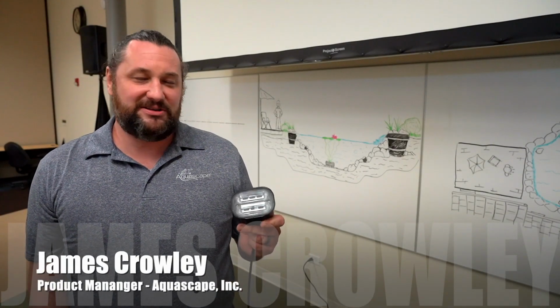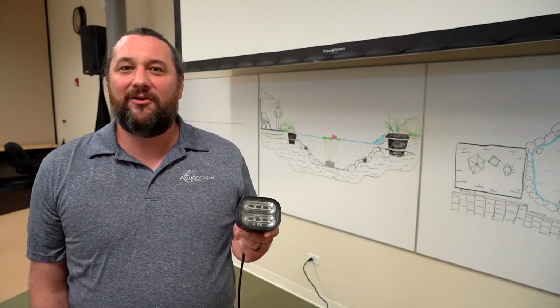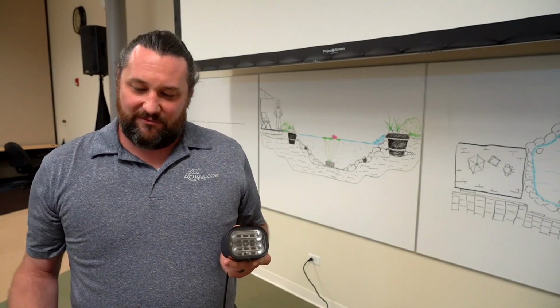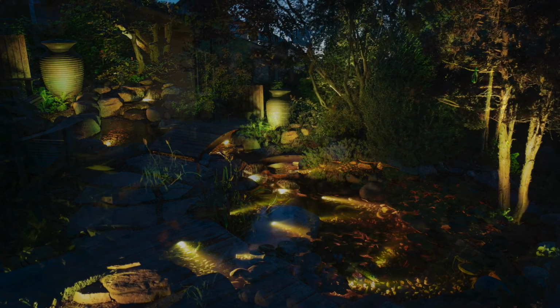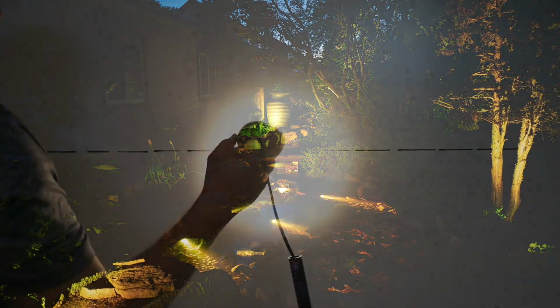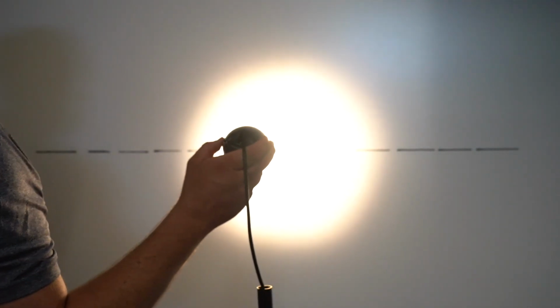I want to take a minute to explain the design of this wide angle light and what makes it so different from our traditional spotlights. A traditional underwater spotlight has a 30-degree beam angle. This provides you with a circular shaped light output that spreads light out in all directions.